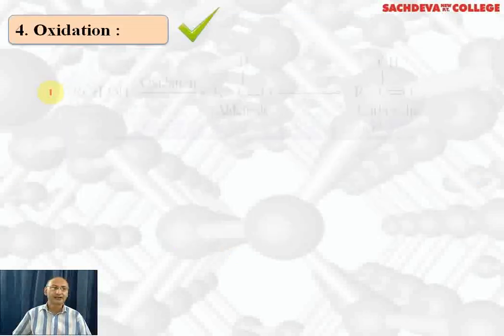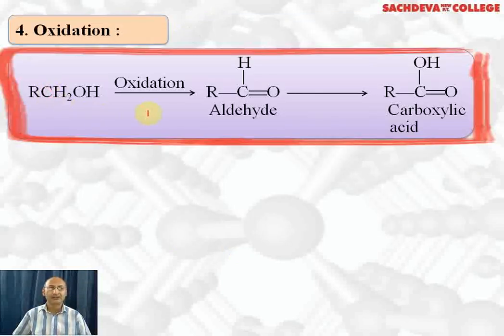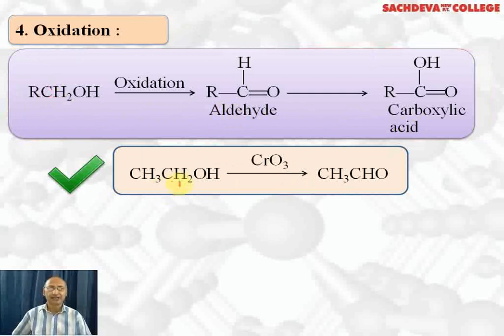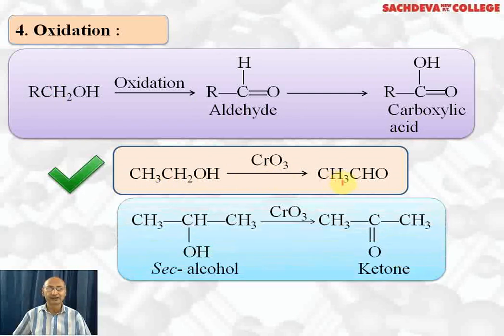Next we are taking oxidation. Alcohols on partial oxidation give aldehyde and on complete oxidation they give carboxylic acid. So ethyl alcohol when treated with CrO3 gives acetaldehyde first and finally it may change to carboxylic acid. Secondary alcohol when treated with CrO3 gives ketones.